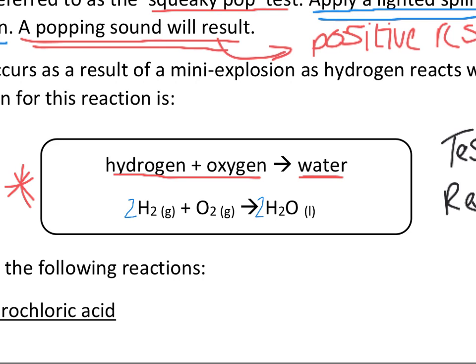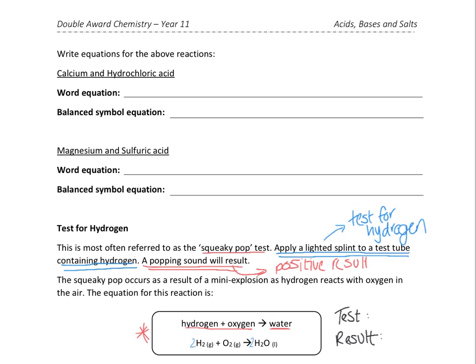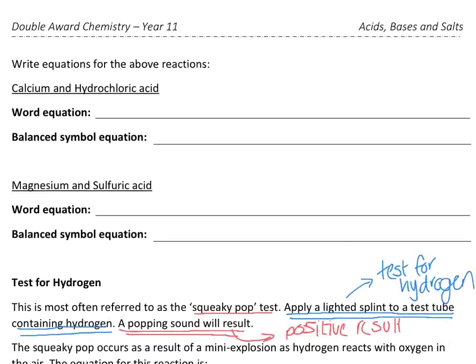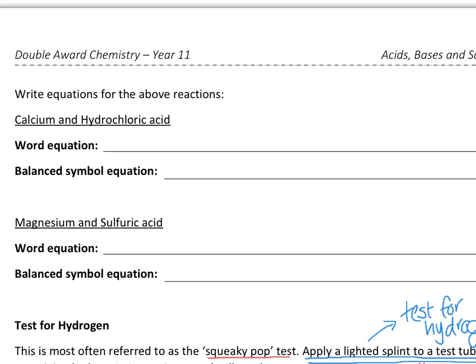Okay, and it's equations that we're going to focus on now. What we're going to do is we're going to write equations for the 2 reactions that we did. Firstly for calcium and hydrochloric acid, and then for magnesium and sulfuric acid. So let's focus on magnesium and hydrochloric acid first of all.